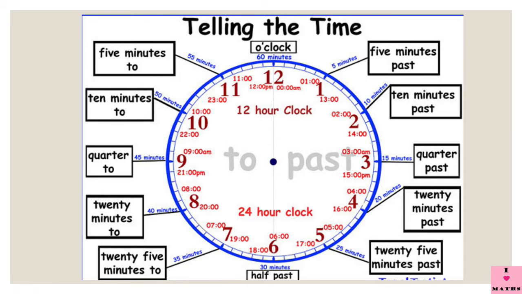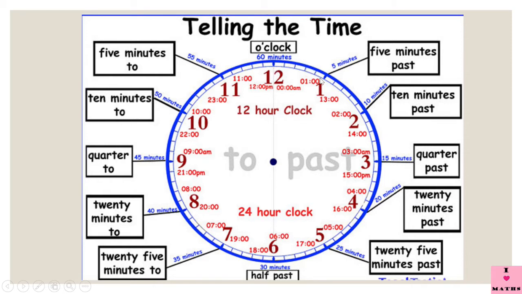This is how we go on till 11:59. 11:59 in the afternoon is written as 1159 hours in 24-hour clock. 12 noon is written as 1200 hours in 24-hour clock.